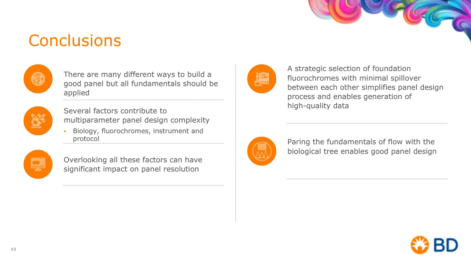There are lots of different factors that contribute to this. And those are part of biology. They're part of those fluorochromes that are being made even better today. The instruments that we use, whether they're conventional or spectral, all of these fundamentals are important. And then we get to that protocol because, again, protocols bring bias into what we do. But overlooking all these factors can have an impact. And that impact is something that should be of the greatest value to you.